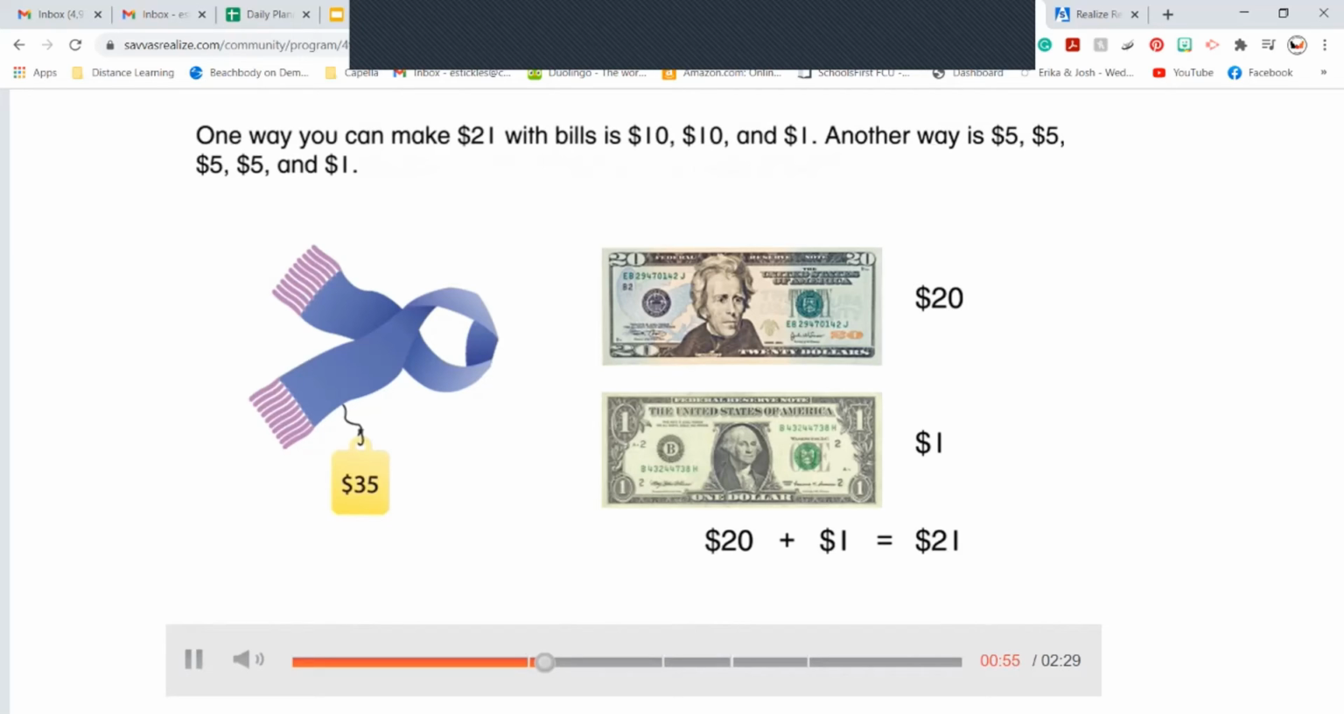One way you can make $21 with bills is $10, $10, and $1. Another way is $5, $5, $5, $5, and $1.